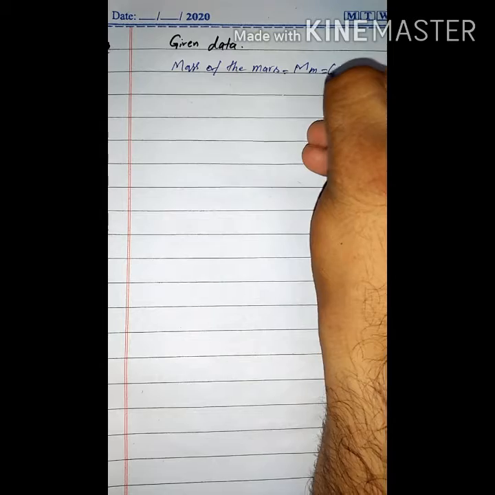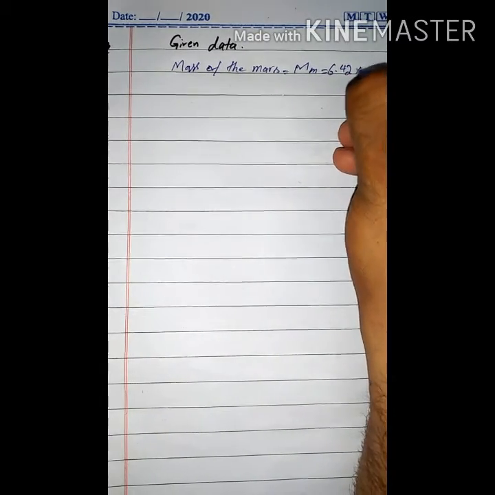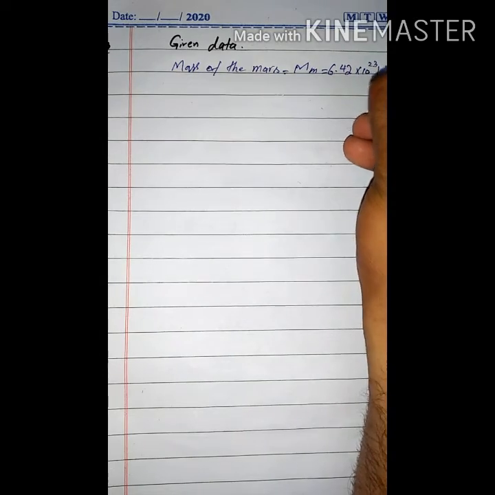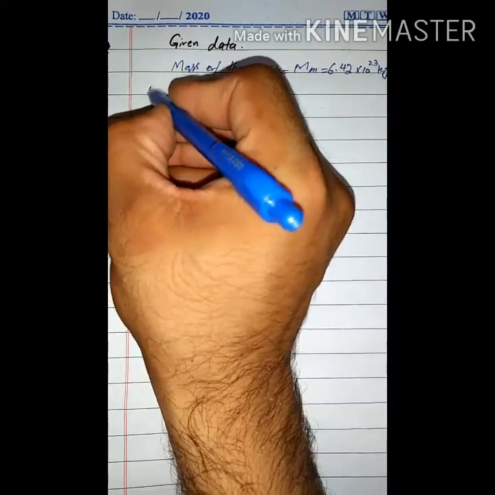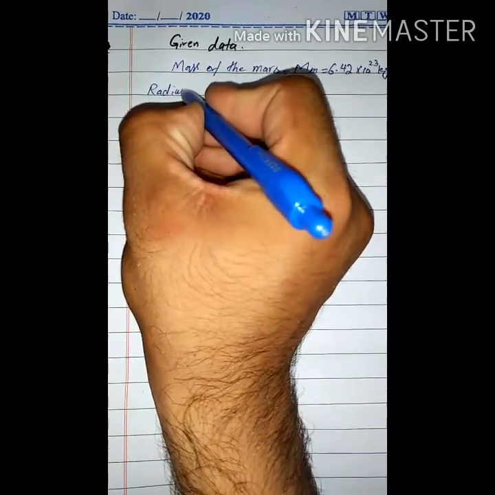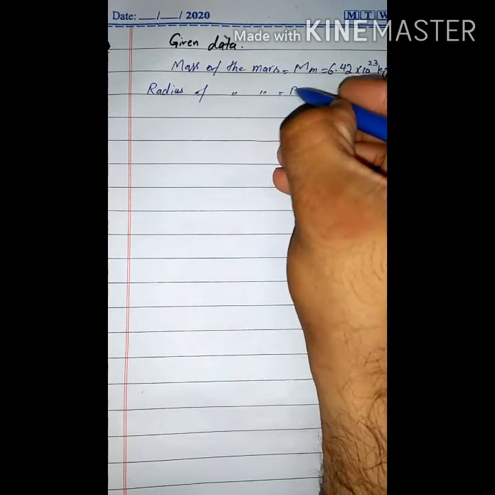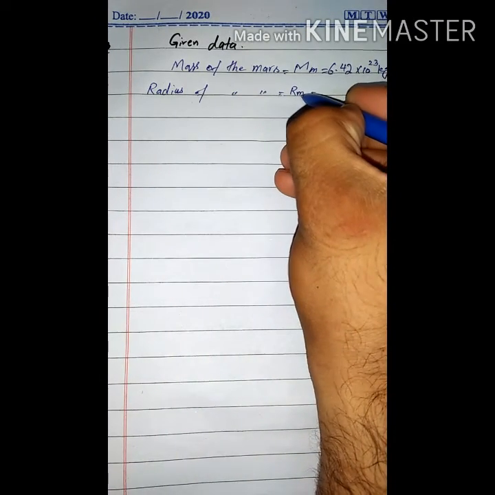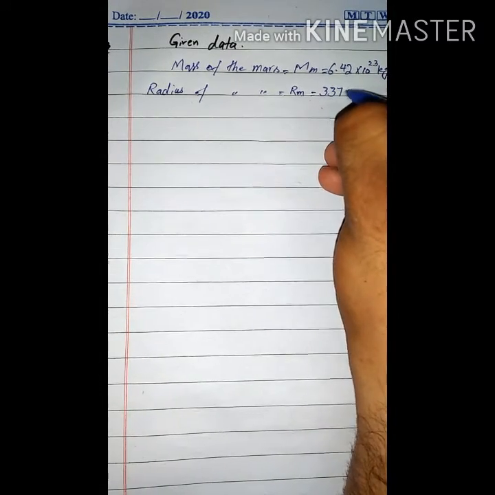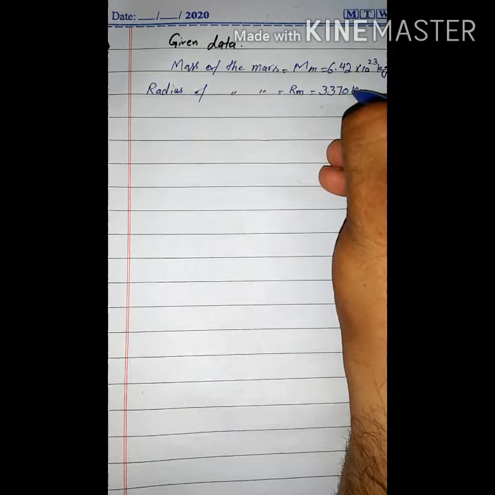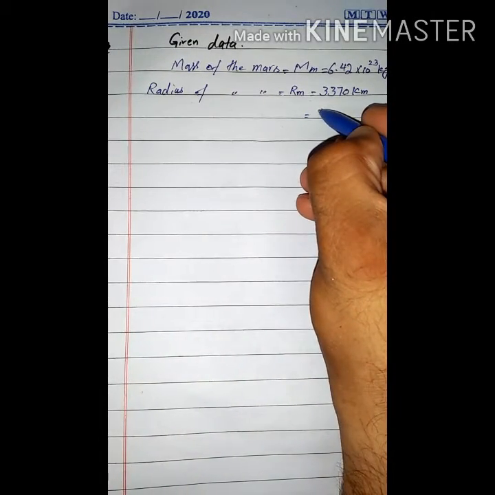Mm is equal to 6.42 multiplied by 10 to the power 23 kilogram. Okay, now the radius of Mars, Rm, radius of Mars, that is equal to 3370 kilometer. First we have to change it into a scientific form, then it can be replaced like this.